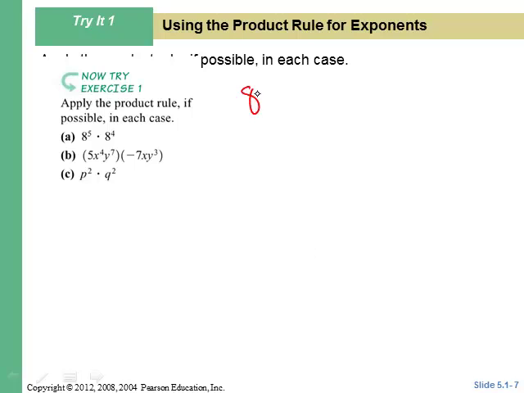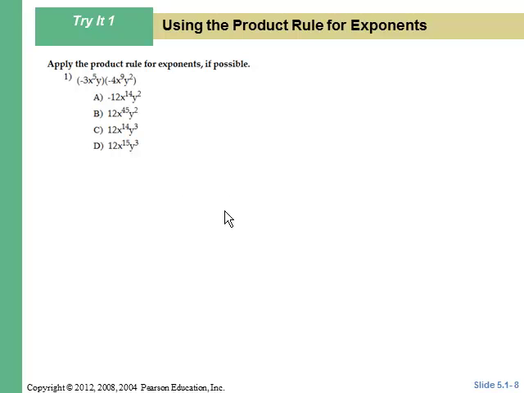Okay, so the first one is 8 to the 5 plus 4, which is 9. Second one, multiply the numbers, negative 35. X will be to the 5th, 4 and 1. Y will be to the 10th, 3 and 7. This one we can't simplify because the bases aren't the same. You do this one. Multiply the numbers, will be positive 12. X will be to the 14th, that's 5 and 9. Y will be to the 3rd because 2 plus 1 is 3.